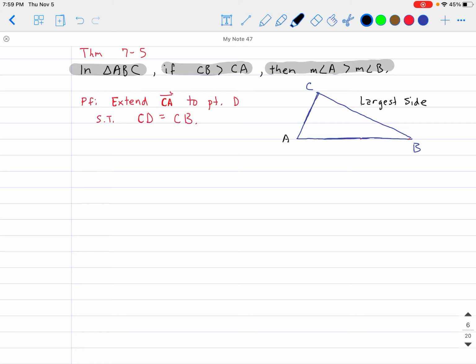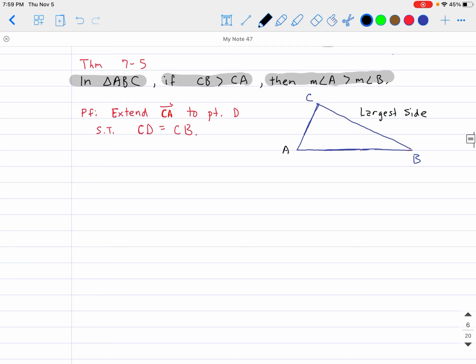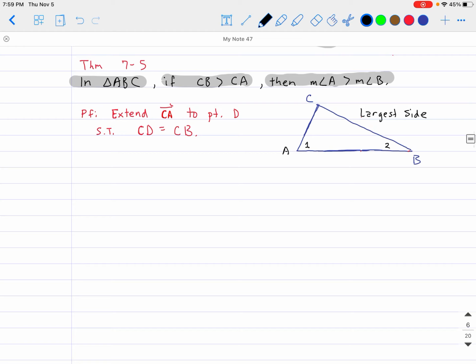Now, for simplicity's sake, let's do the following here. Let me change angle A into a measurement. We're just going to call it 1 right here, whereas B is going to be called the measurement of 2. So basically, going back to what I need to prove, the measurement of angle 1 has to be greater than the measurement of angle 2.